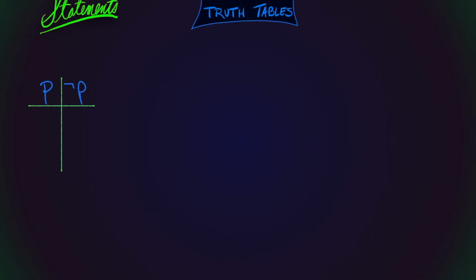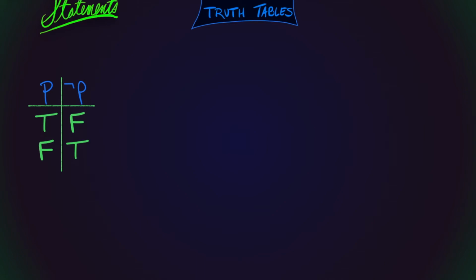So the truth table for not P here, we have to look at P first. So we know that when P is true, not P is false. And when P is false, not P is true. And so this truth table, the last column, is giving us every possibility of not P, every possibility of the truth value of not P.